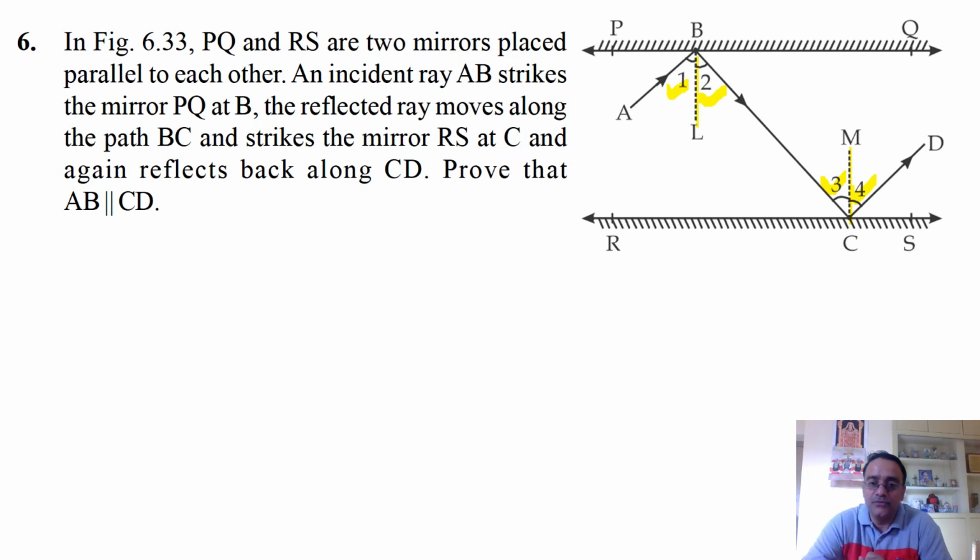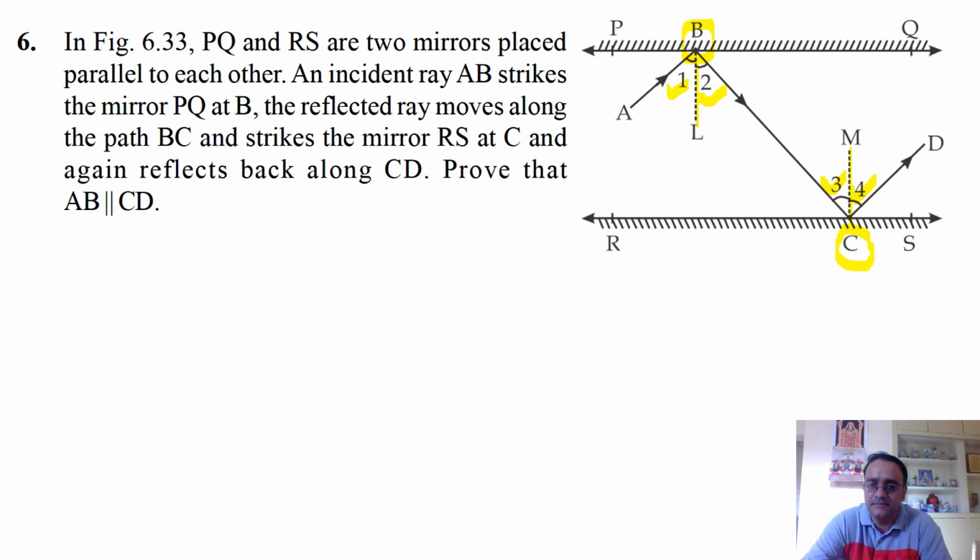Now we have two points of incidence, एक point B है and another point of incidence is C. So AB is the incident ray for this point of incidence.